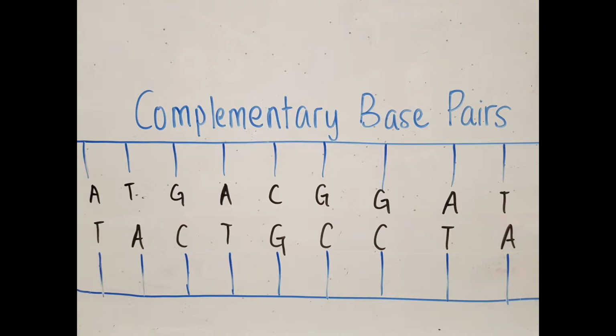Adenine binds with thymine while guanine binds with cytosine. This is known as complementary base pairing. Phosphodiester bonds form when they bind to each other. The bonds are covalent.